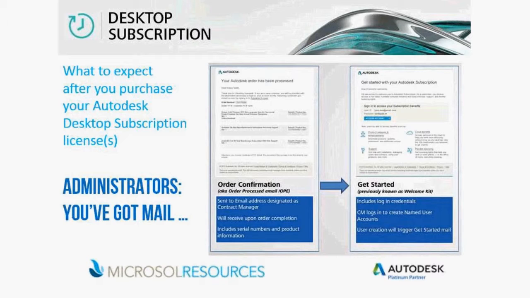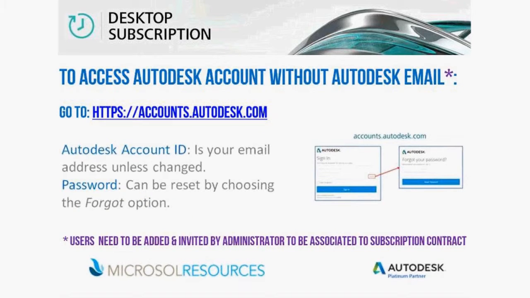Now, a lot of times when you get that order confirmation email, you might be like, am I good to go? You may or may not be good to go. But when you get that get started email, then you are absolutely good to go. But sometimes you don't have to wait. What do you do if you're like, hey, did I miss the second email? What's going on? What you can do is you can always access Autodesk account without the Autodesk email.